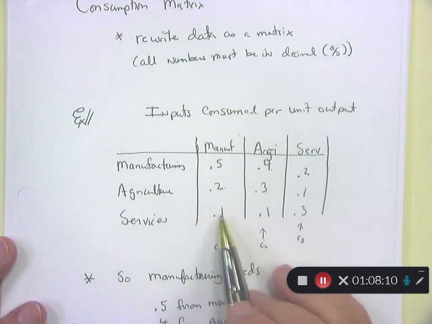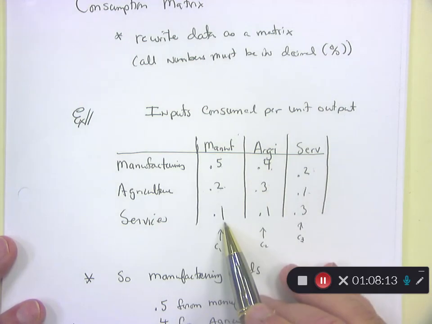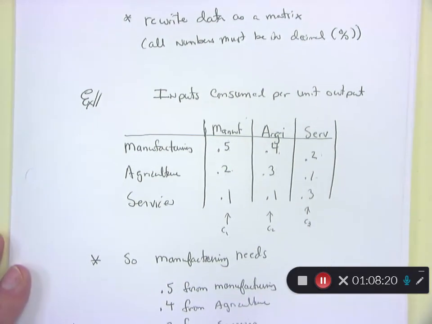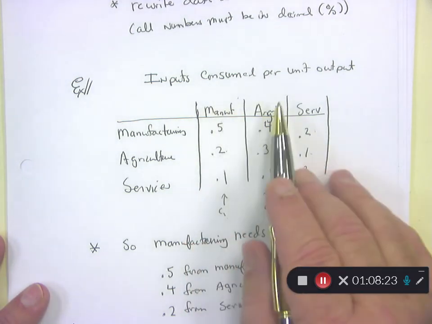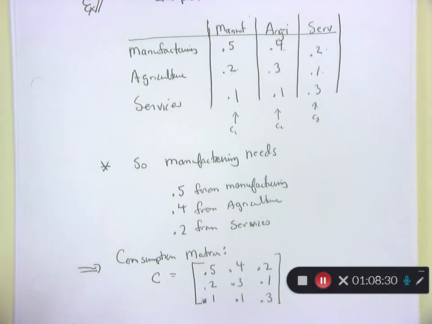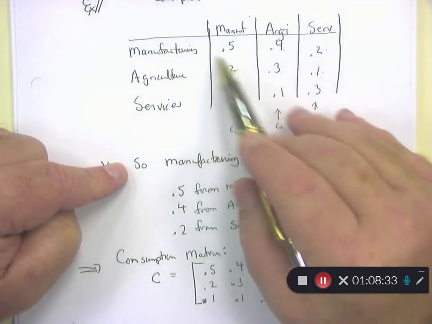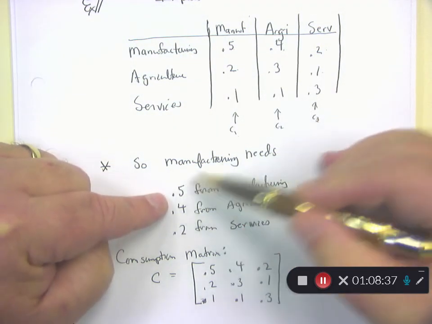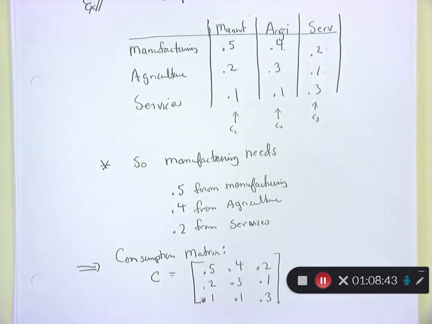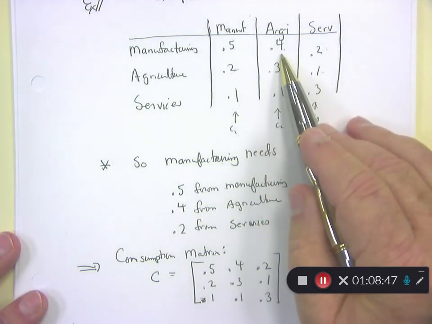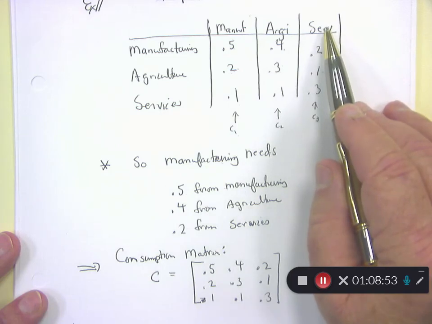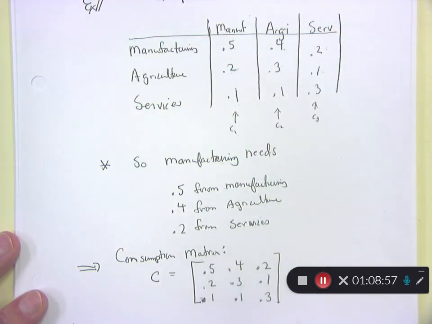The last one is service. For services, you use 10% of what's being manufactured, 10% of the agriculture, and 30% of the service to create more service. So these are your variables here: manufacturing, agriculture, and service. I call them C1, C2, C3. If you look at the manufacturing, this top line, the needs for manufacturing are 50% from manufacturing. You've got to use the stuff you're manufacturing as an input for manufacturing. 0.4 or 40% comes from the agricultural industry, and 0.2, 20%, comes from services.